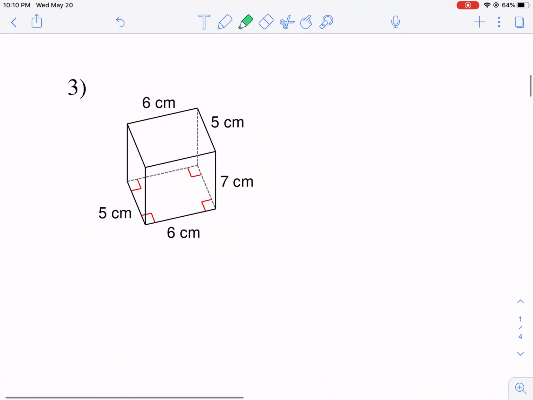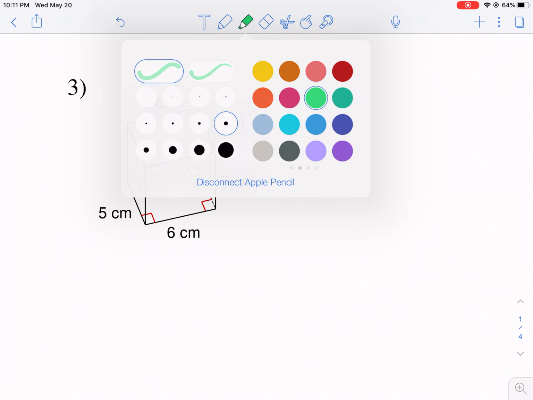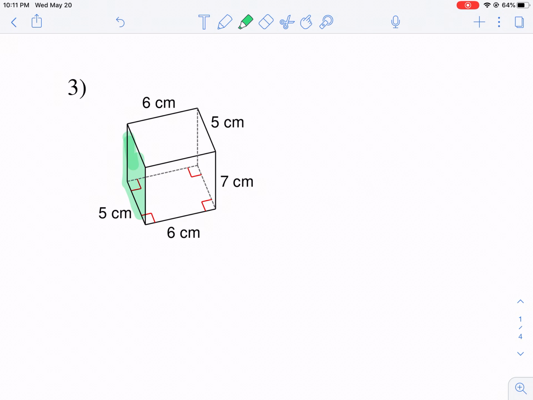Now, for any rectangular prism, technically you can consider any face the base. You could call this side the base, or that one a base. You could call the top one a base because it's a rectangle, and the bottom one a base. That's fine too. You could call the back and front one a base. That would work too.